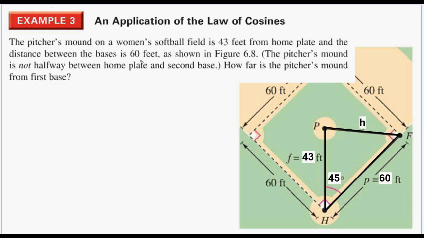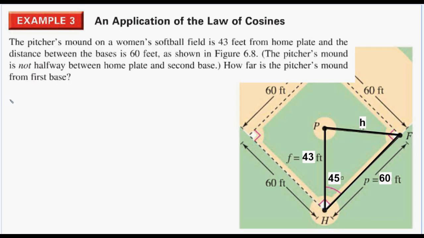The distance between any two consecutive bases is 60 feet, so that's our 60 right here. The pitcher's mound is not halfway between home plate and second. And our question is, how far is the pitcher's mound from first base? That's right here, and I have that labeled as H. So we do have two sides and the included angle in between. And the thing we want to find is right across from that angle. So this is perfect for the law of cosines.